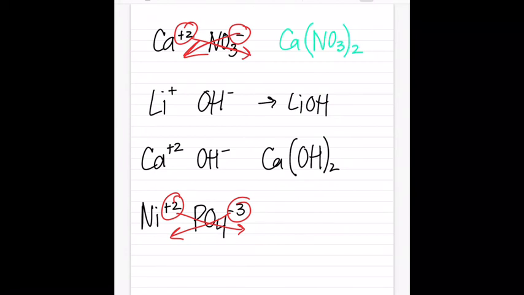So I'm going to cross and go down. And I'm going to say Ni3. Okay, this is monatomic. I mean, this is polyatomic. My charge going on it is greater than 1, so I have to have parentheses. Parentheses PO4 2.